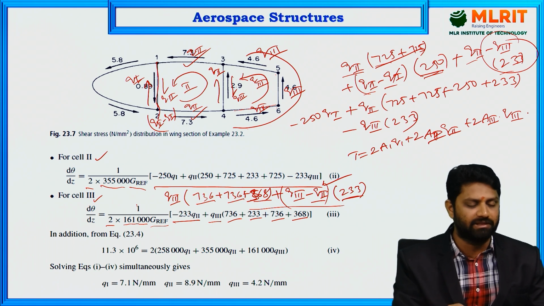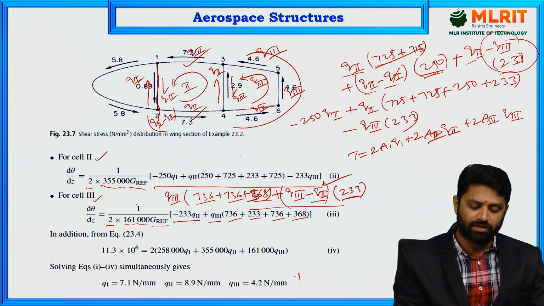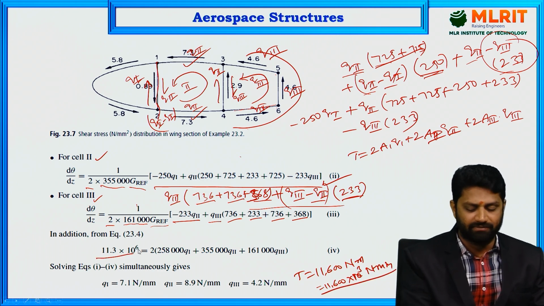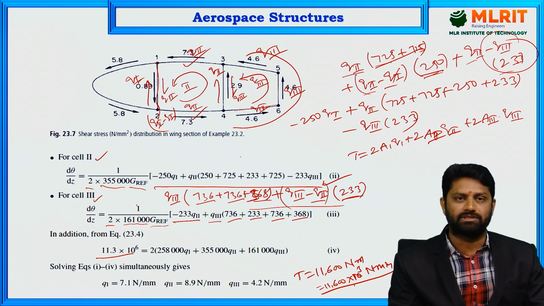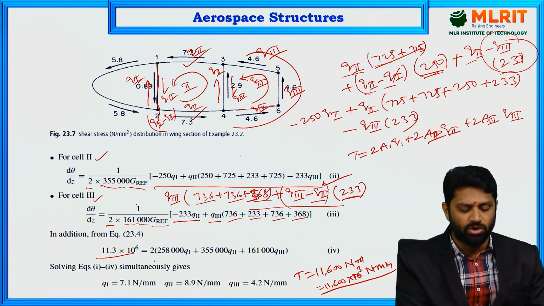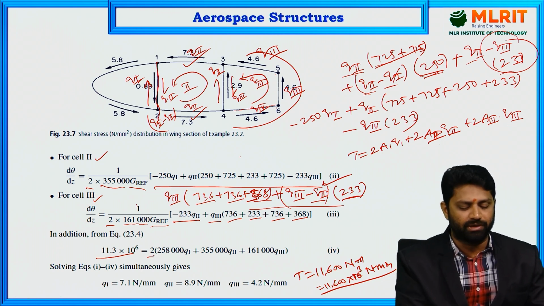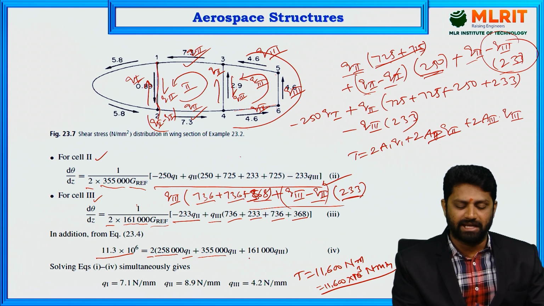So the torque is given as 11,600 Newton meter, but you have to convert that into mm, so you can write 11,600 into 10 to the power of 3 Newton mm. So the applied torque is 11.6 into 10 to the power of 6, which equals 2A1 Q1 plus 2A2 Q2 plus 2A3 Q3. You can take 2 common, and the area of cell 1 is 258,000 into Q1 plus the area of cell 2 is 355,000 into Q2 plus the area of cell 3 is 161,000 into Q3. So this is the fourth equation you can consider.